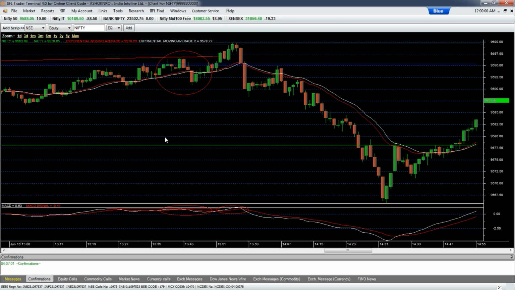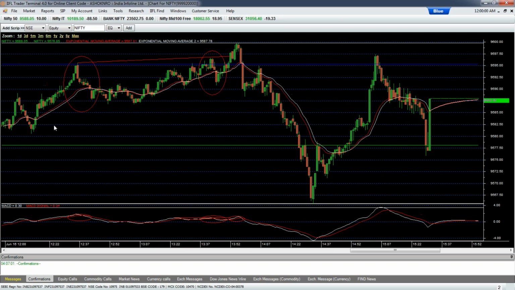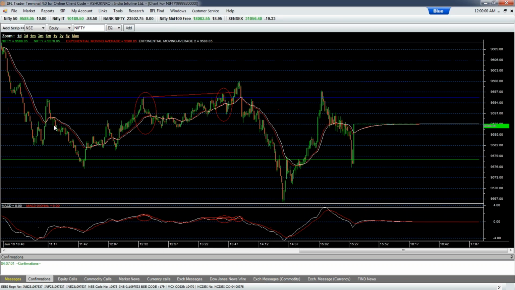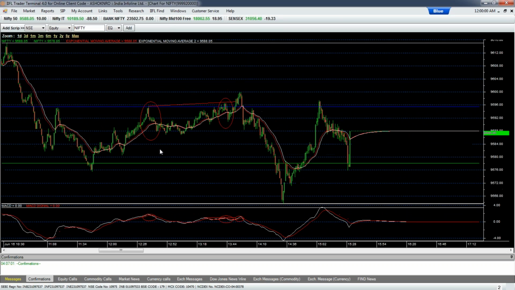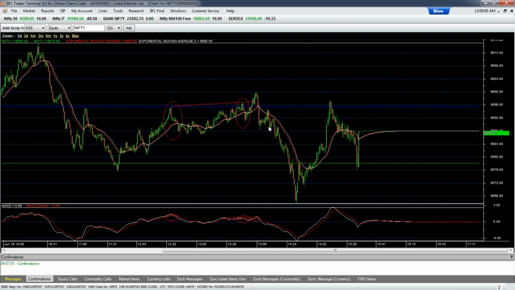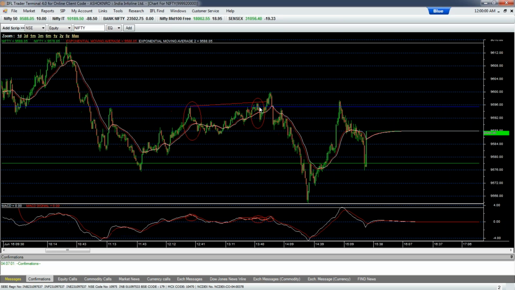Okay, sometimes the trend may change as well. And when it changes, it will make your profits bare minimum. So I didn't want that to happen, so I booked at 9600. Afterwards, look at this, it went really low. This is the place where I entered. Okay.